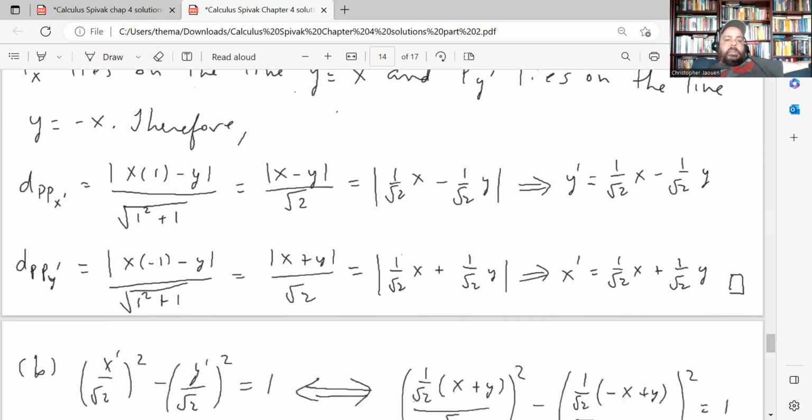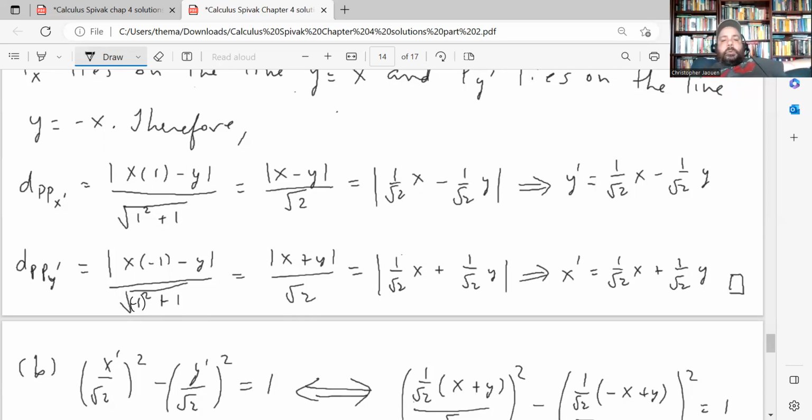The distance from P to Py prime, again, is the distance from (x, y) to the line y = minus x. The slope of that line is -1. And actually, I just noticed a typo here. This should be (-1) squared, but it doesn't really matter because (-1) squared is still +1. Then just simplify that, and you get the absolute value of 1 over radical 2 times x plus 1 over radical 2 times y. Again, this is the magnitude of the x prime coordinate, but the x prime coordinate could also be negative.